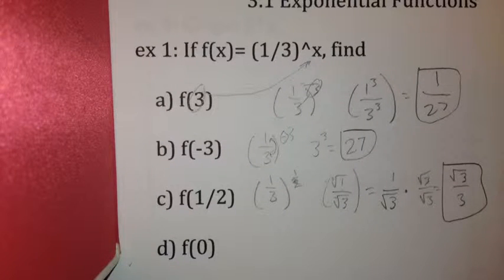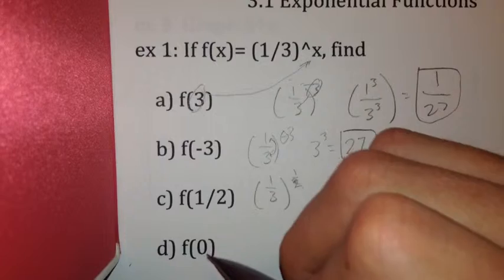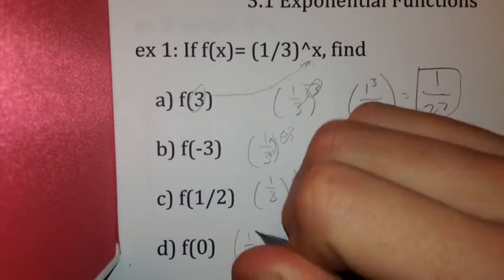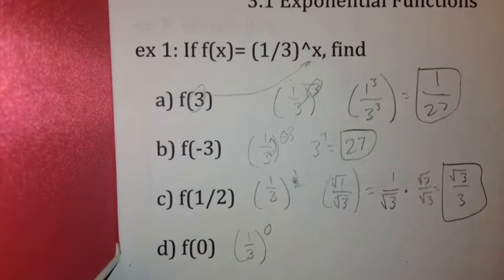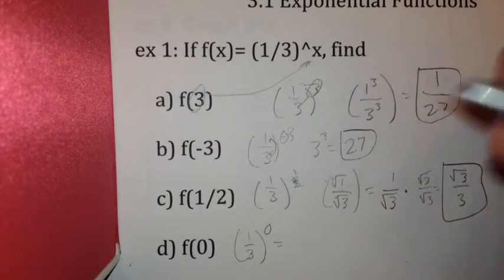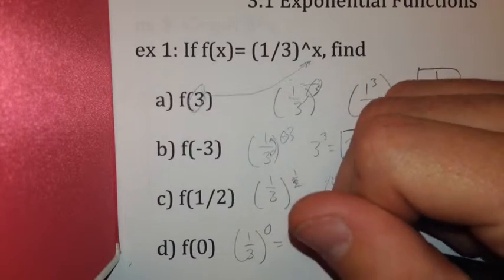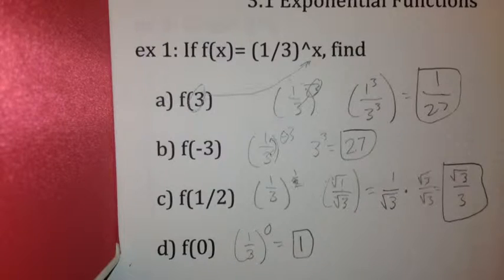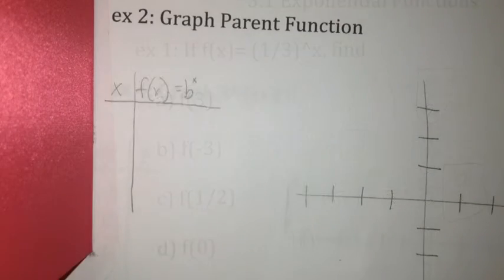Our final example, D, is f of 0. Same process, 1/3 to the 0 power, and anything to the 0 power is 1. So those are your 4 answers. Now let's move on to graphing the parent function. Now we're moving on to some big boy stuff.